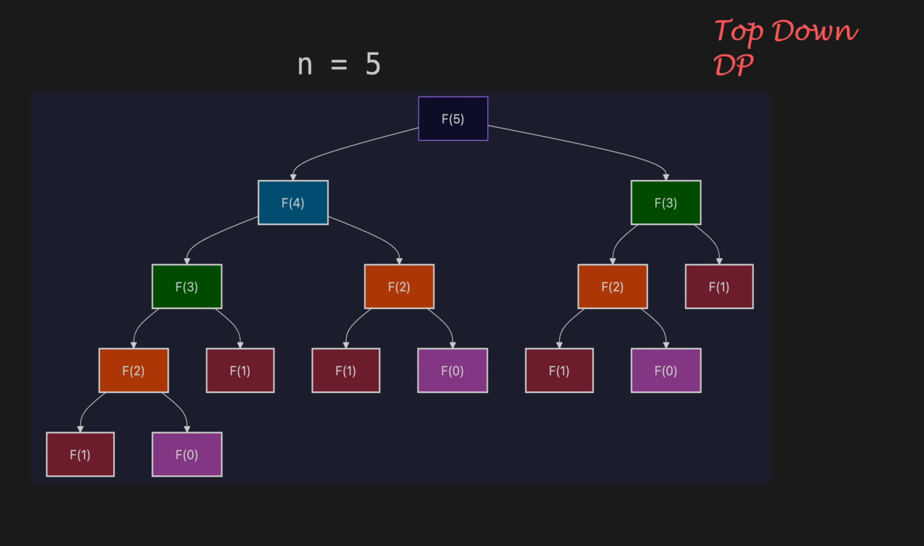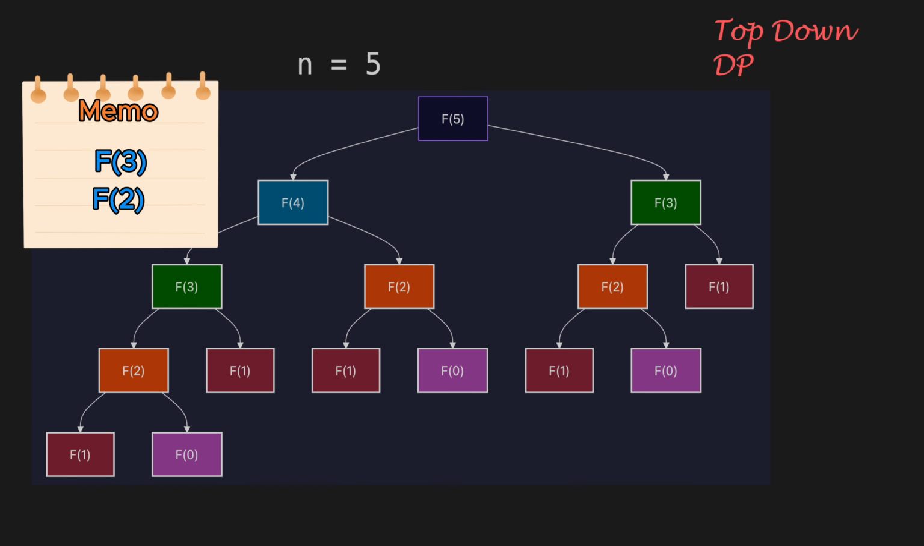So in the top-down approach, we start solving the problem recursively from the highest level. For example, here we start with n equal to 5. And then we save the results of the subproblems like f of 3 and f of 2 in a data structure like an array or dictionary. And when we encounter the same subproblem, for example f of 3, and we have already calculated it and stored it in the memo, we can reuse the saved result rather than recomputing it.